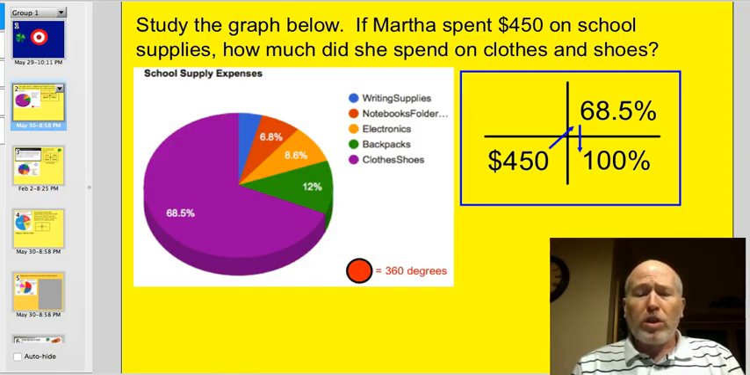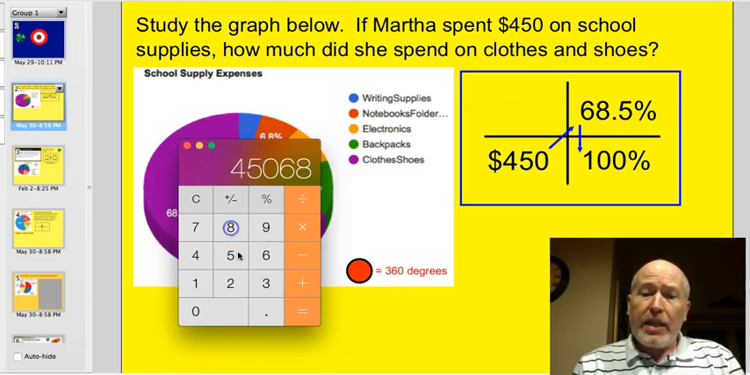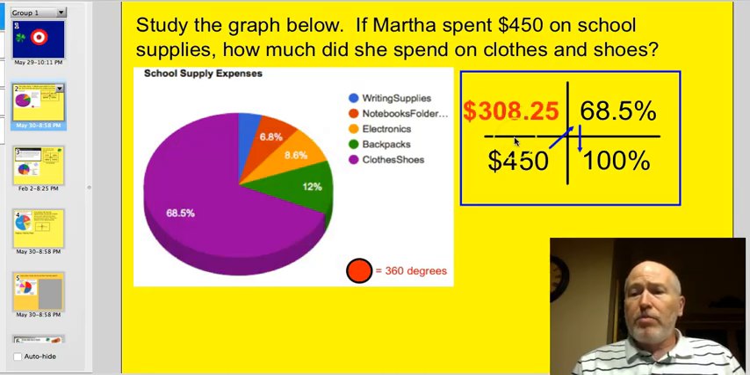So what we want to know is what part of 450 is the same as 68.5% out of 100. Ratio proportion box works awesome for this. We'll just call it the box. We'll take 450, we're going to multiply that diagonally times 68.5, and then we're going to divide that by 100. My zero doesn't work too great there, does it folks? And we're going to get $308.25. She spent $308.25 on clothes and shoes.